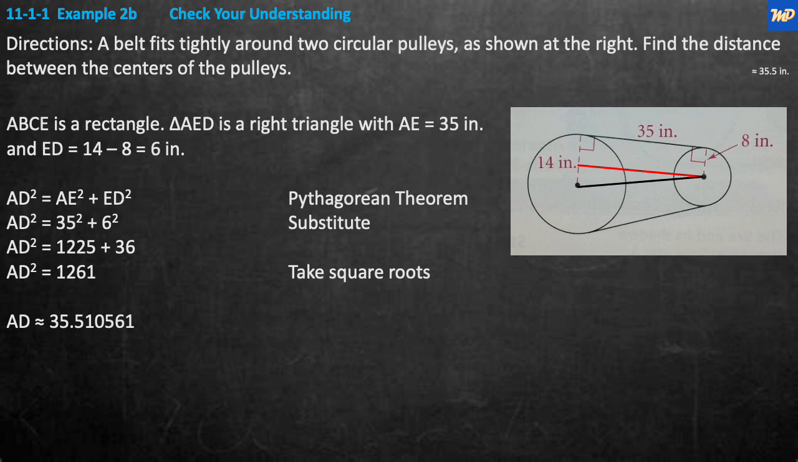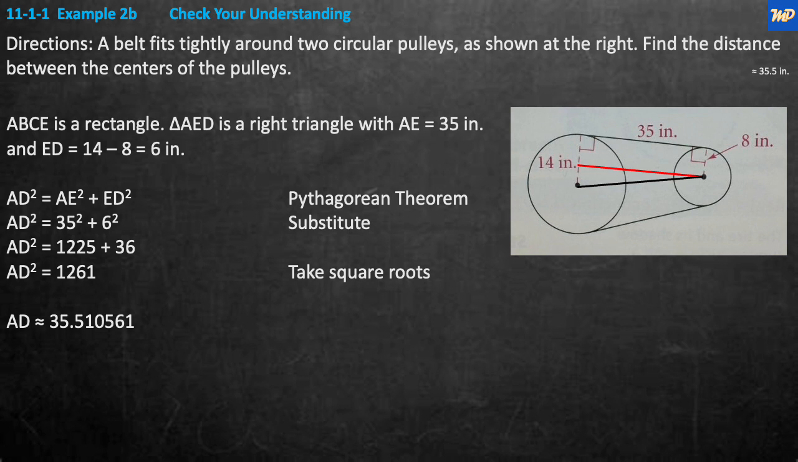Okay, so now that you're back, let's take a look at what I've got written down here and go through the steps. So a belt is tightly fit around two circular pulleys as shown at the right. The distance between the centers of the pulleys, that's what we want to find. So we see that it's 35 inches between the points of tangency on the two circles. We know that those points of tangency and the line are perpendicular to the radius going from the center of the circle out to the point of tangency, in both cases, on both of the circles. So this is information we already know.